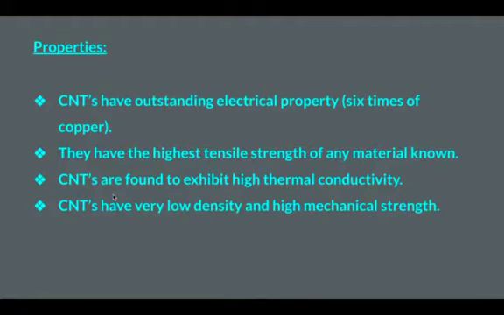Now properties, CNTs have outstanding electrical property, about 6 times than that of copper. And they have highest tensile strength than any other material known. Tensile strength means resistance to break. So they are found to have very high tensile strength. Then carbon nanotubes are found to exhibit high thermal conductivity, and they have low density and high mechanical strength. So these are the major properties of carbon nanotubes.